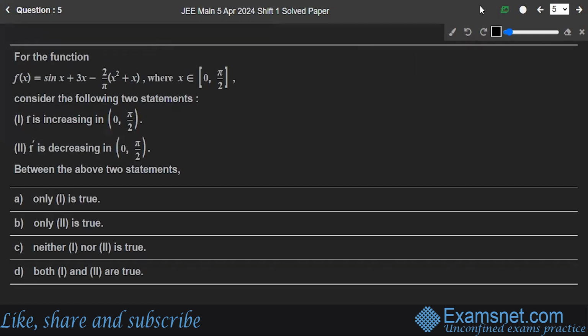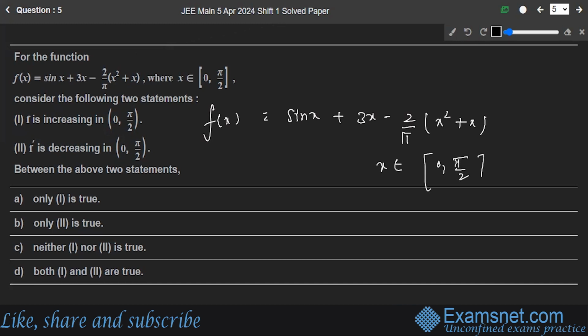Question number 5. For the function f(x) = sin x + 3x - (2/pi)x^2 + x, where x belongs to 0 to pi by 2, you have to consider these two statements and check which of these is true. Here x belongs to this interval.